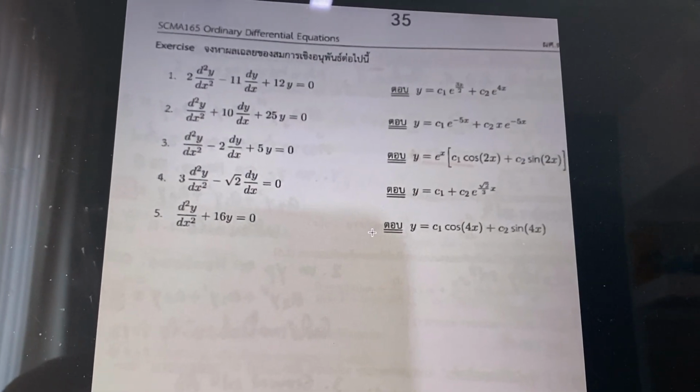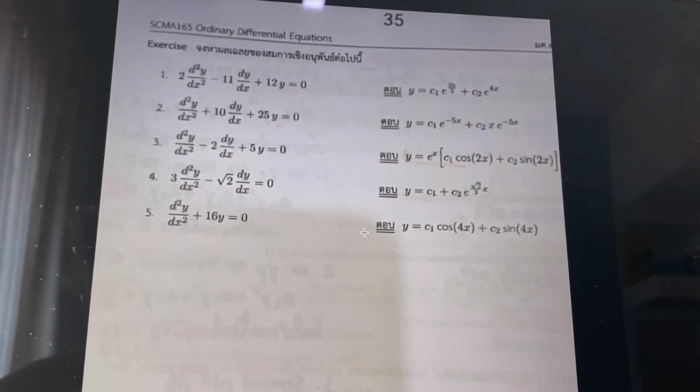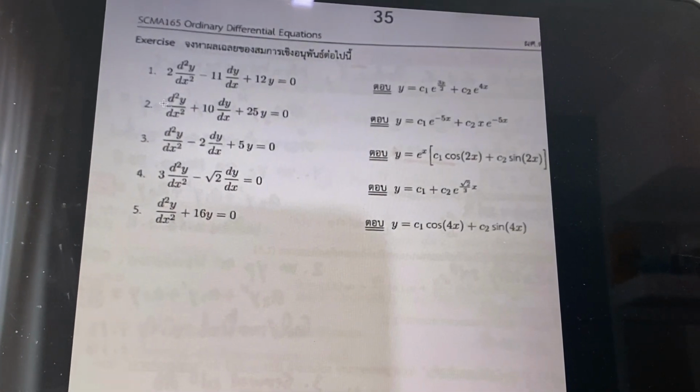Okay, let's see. The first one is 2y double prime minus 11y prime plus 12y equal to 0. This is going to be the solution: y equal to c1 e to the 3 halves x plus c2 e to the 4x. When you see this solution, you can guess that this should be the first case, where you have distinct real roots.